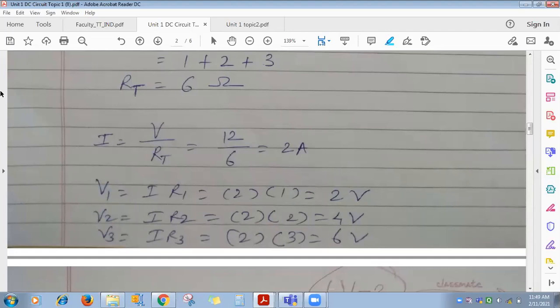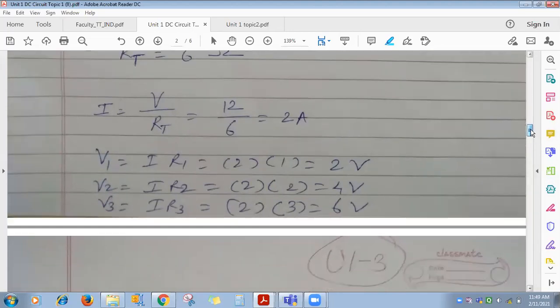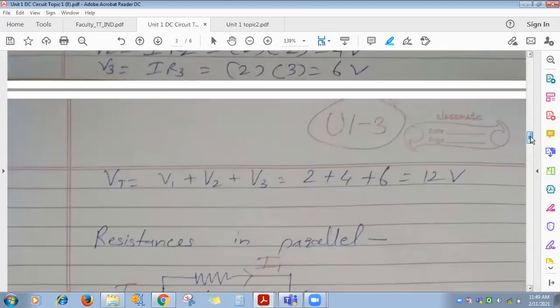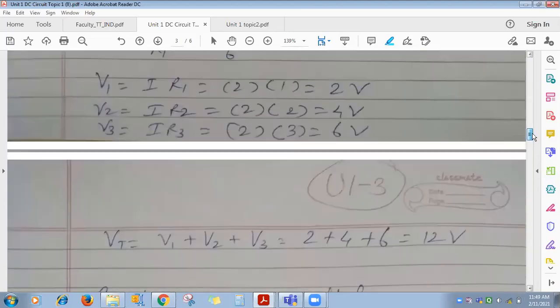Here, series connected resistances mean the same current flows, so the voltage drop only depends on resistance. If you change the value of current, then the voltage drop also changes. Okay, is that clear to you?